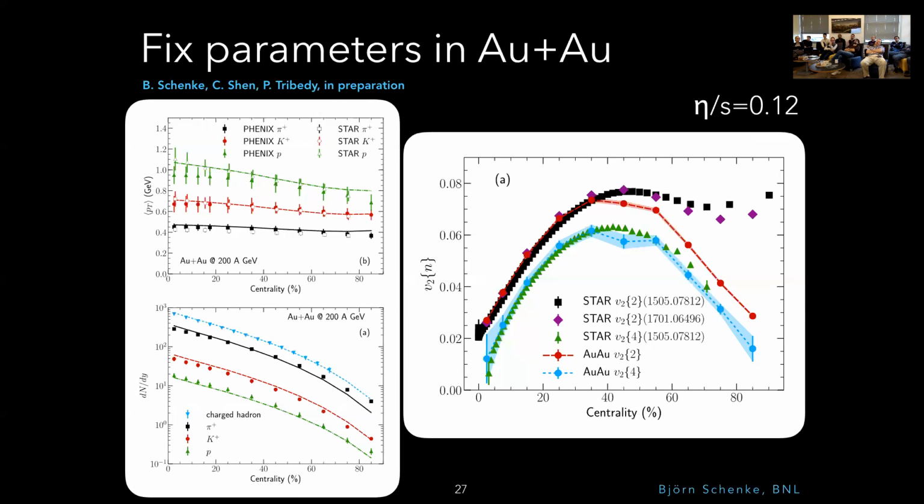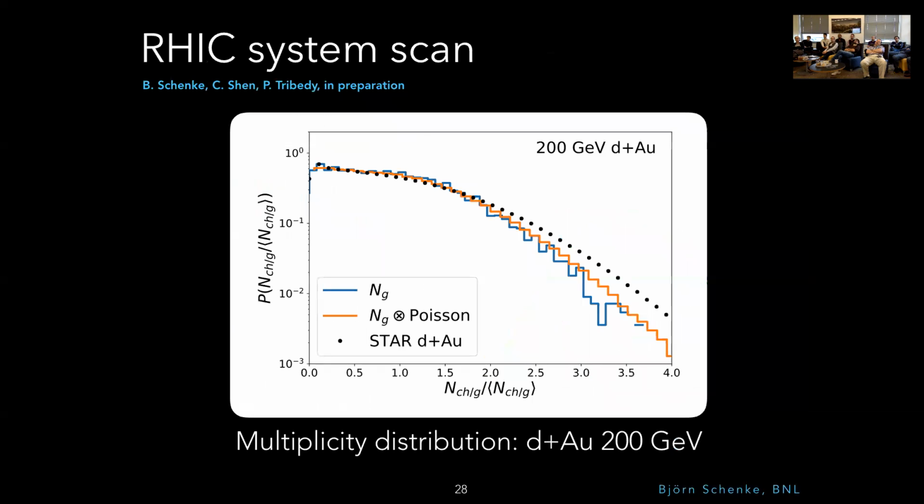So now, after we fixed all this, and it works pretty well in gold, we can look at this system scan. And the first thing is to reproduce the multiplicity distribution in D-gold. Actually, what I'm plotting here is gluons. That's the blue curve. So that's the gluons from IP plasma. Essentially, more or less what Mark would calculate, except right in this dense approximation.